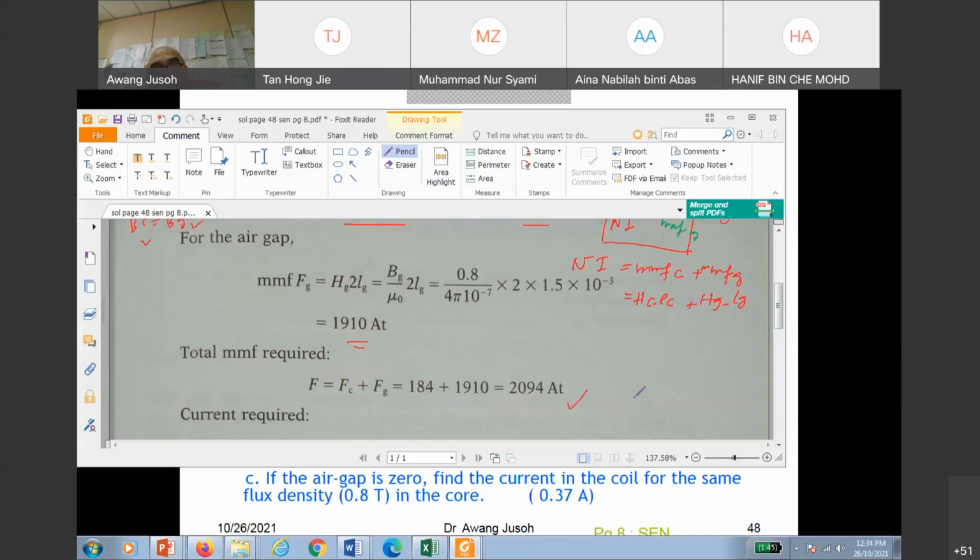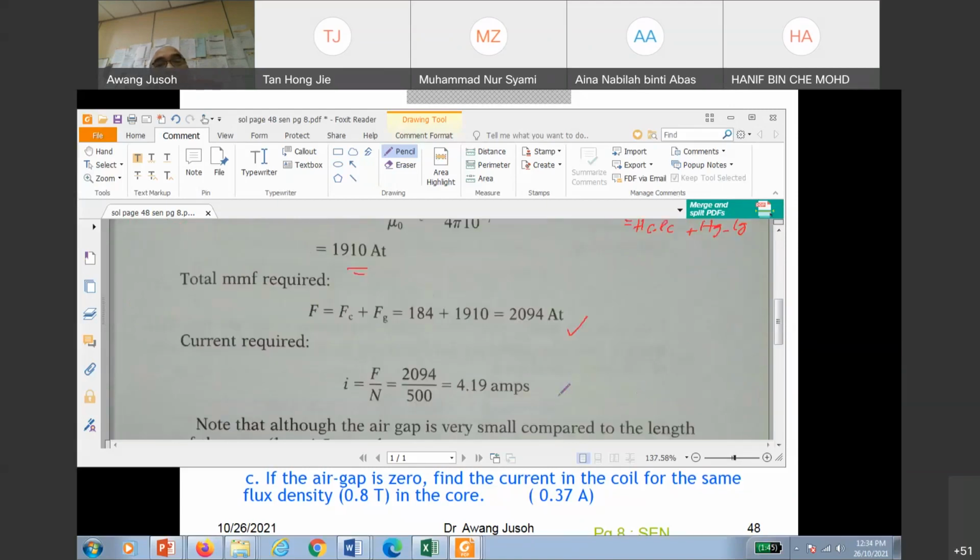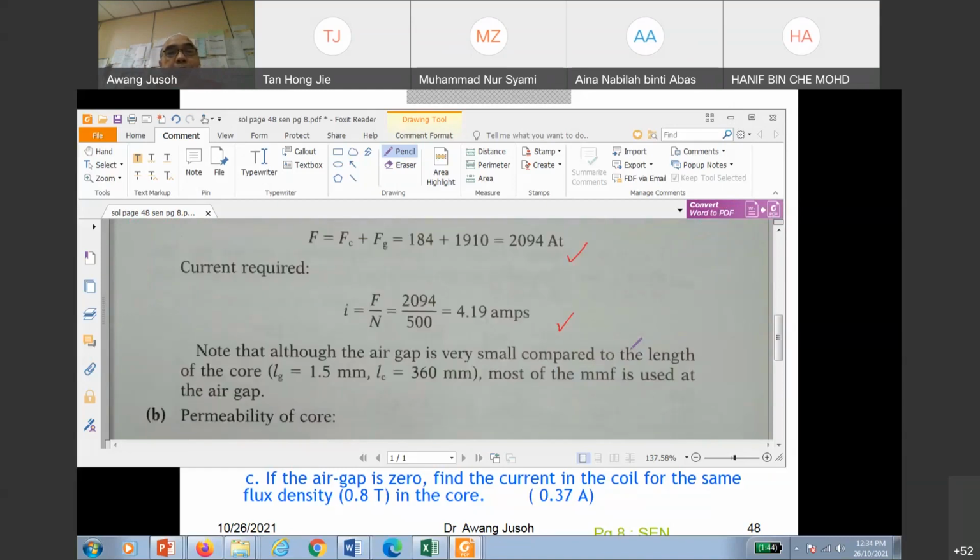Total MMF in the circuit, and then you can find the current. So current equals MMF over N, I equals F over N. Clear? So that's how we solve the problem here. We need a current of 4.19 to set up the flux of 0.8 Tesla. That is the first question.